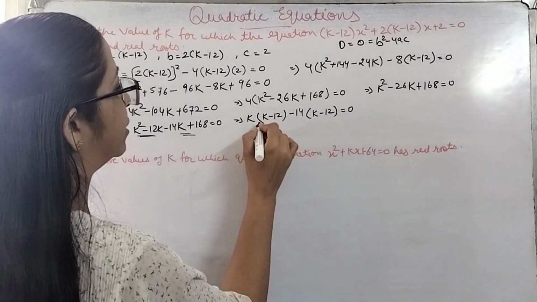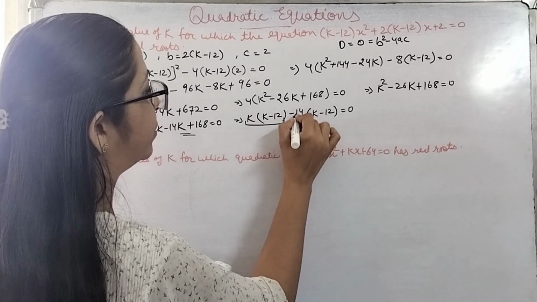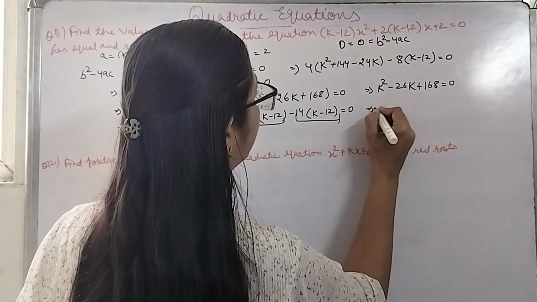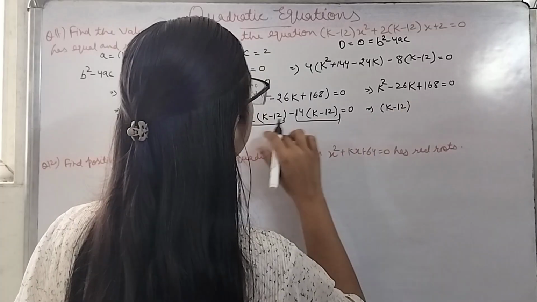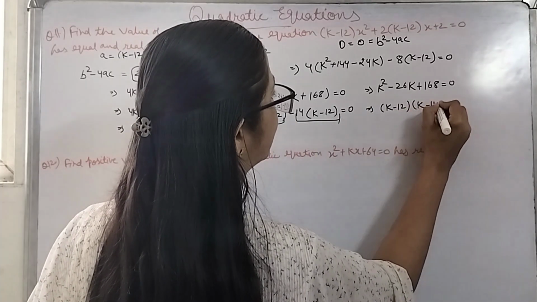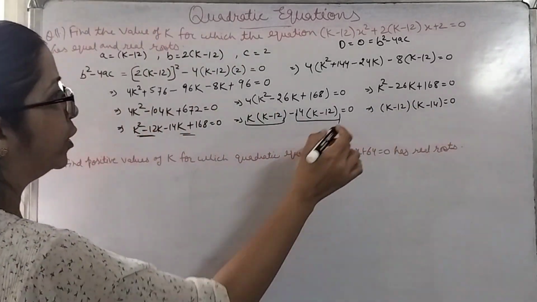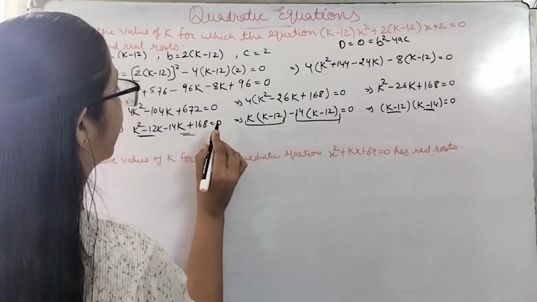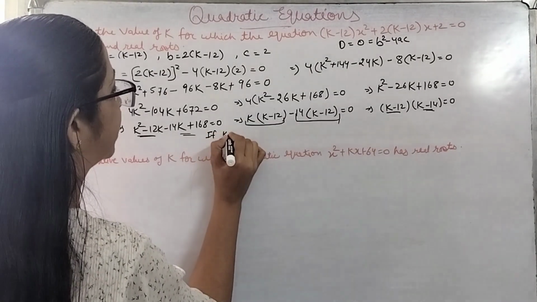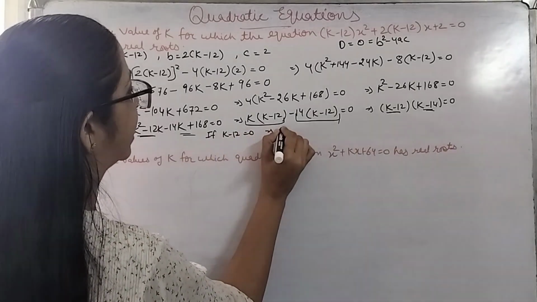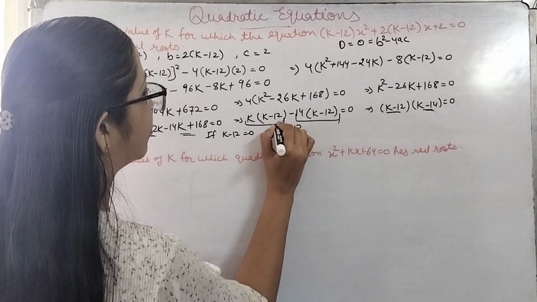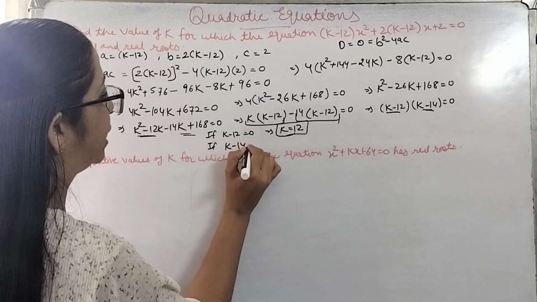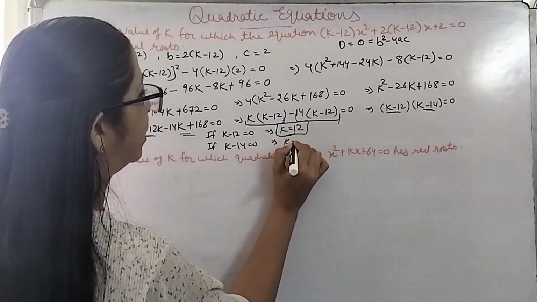If we solve it further, from here k minus 12 could be taken common, and from here also k minus 12 is common from both. So it will be k minus 12 we have taken common, remaining will be k minus 14 equivalent to 0. Now either this bracket will be 0 or this bracket will be 0. So first of all, if k minus 12 is 0, value of k will be 12. This is one of the values of k. And if the other bracket, k minus 14, is 0, value of k will be 14.